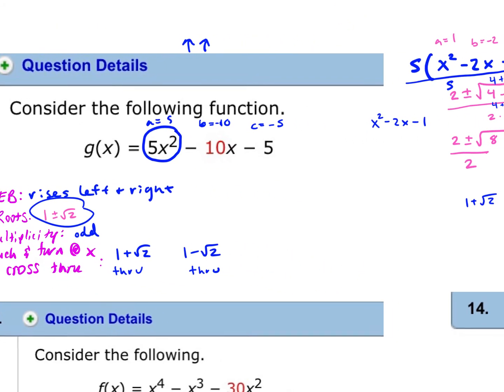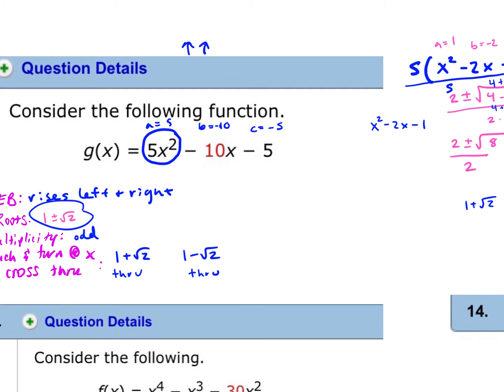So since it's odd, it goes through. And then we could graph this. So we cross the x-intercepts at 1 plus square root 2, which would kind of be like 2-ish, a little bit more than 2. So like here, I could say. And then 1 minus square root 2, which would be a little bit in the negatives over here. And at both of these points, I go through.